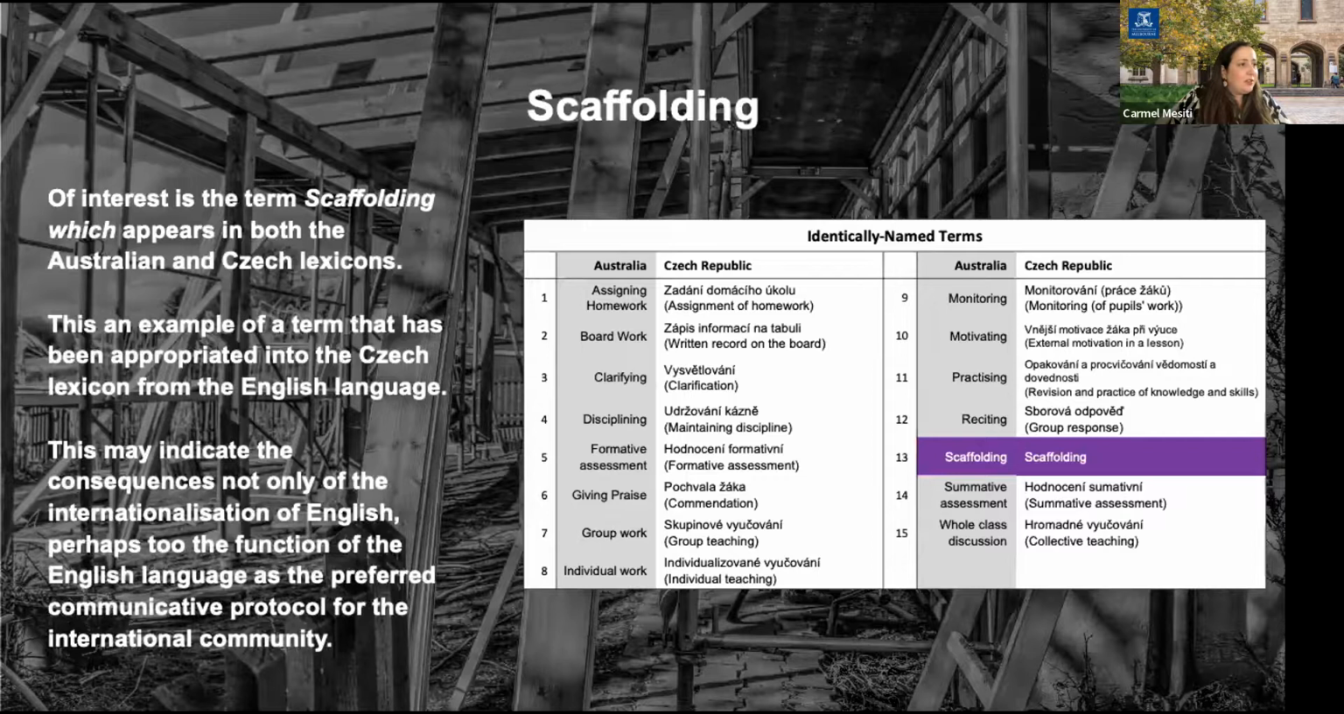I'll include the term scaffolding here because this one appeared in both the Australian and the Czech lexicon. And so this is an example of a term that's been appropriated into the Czech lexicon from the English language. And this may indicate the consequences not only of the internationalization of English, perhaps to the function of the English language as the preferred communicative protocol for the international community.